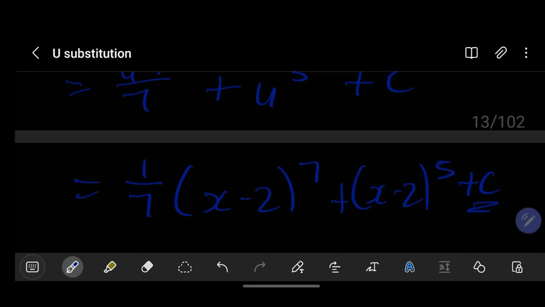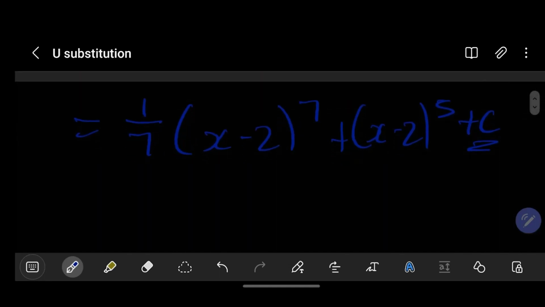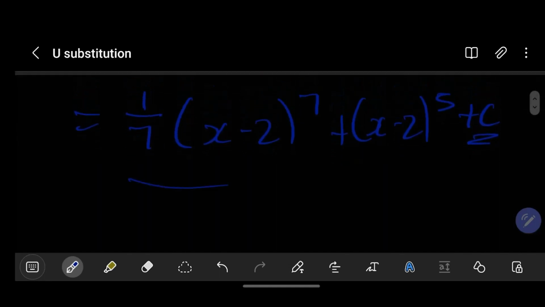A bit of an easier one in terms of u substitution and solving for x in terms of u, but at the same time we are able to identify multiple integral rules that we could use to get us to the final answer here.